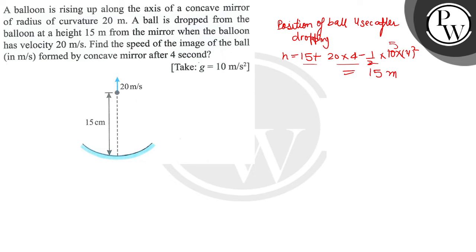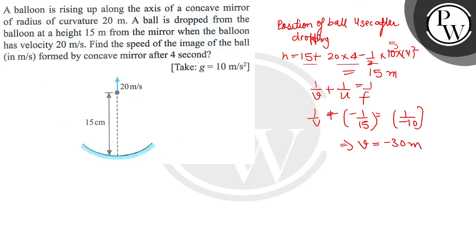Now it means at this time the ball is at a height of 15 meter from the ground and moving down with the speed of 20 meter per second. Now using mirror formula, we will get 1 by v plus 1 by u is equal to 1 by f. u is minus 15, and f is minus 10 meter, given in the question. So we can find v: 1 by v is equal to minus of 1 by 15 is equal to 1 upon minus of 10, which will be v. Calculating, we get minus 30 meter.